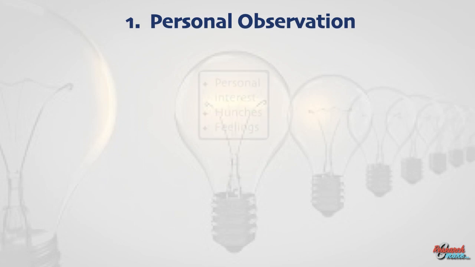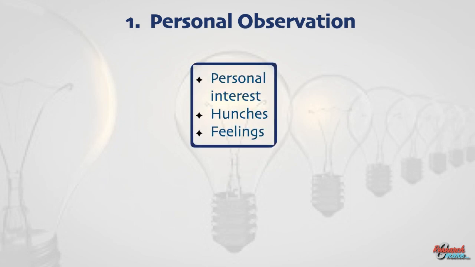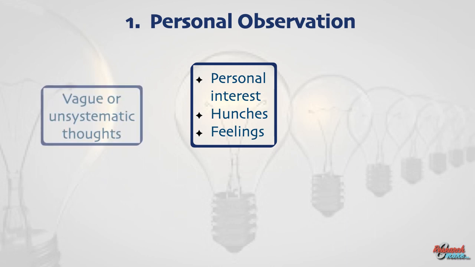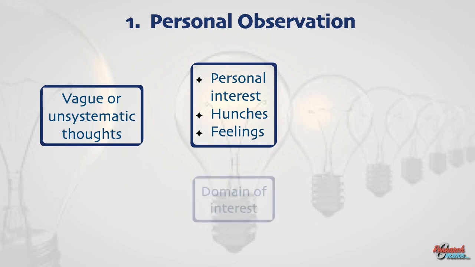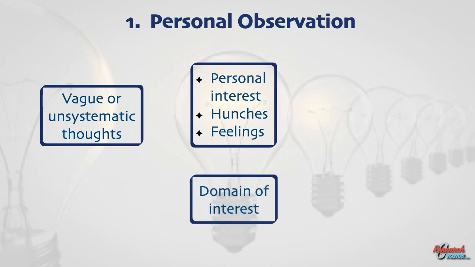Some people are first motivated to do research as a result of their personal interests, hunches, and feelings. In most cases, a problem starts with vague or unsystematic thoughts and undergoes a series of refinement steps. In a more scientific way, problems could be observed in any domain of interest through scholarly conferences and/or observation of phenomena. This shows that a research gap cannot be determined in a vacuum. It must start with some observed problem.